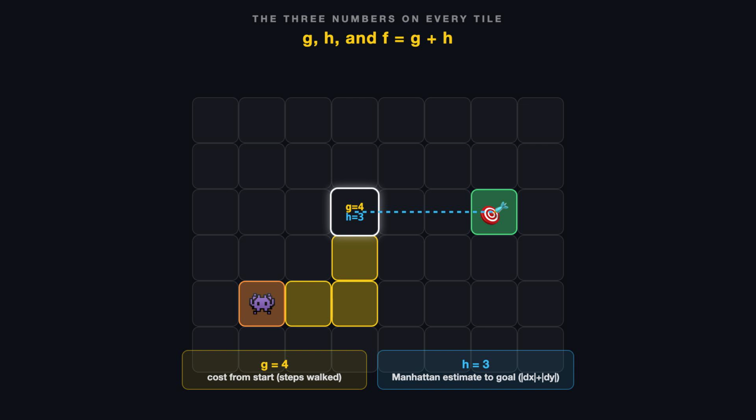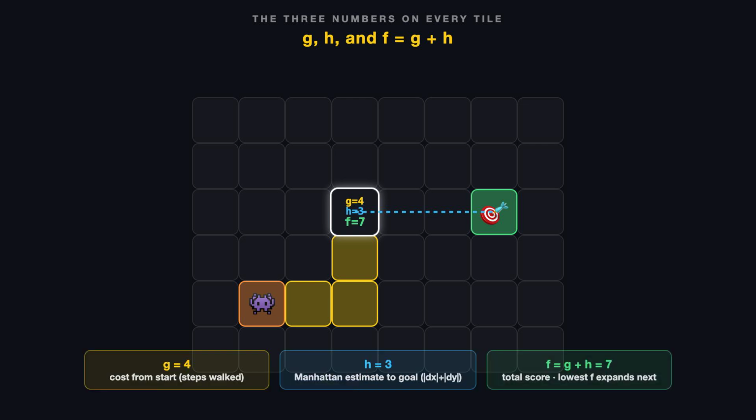There is one rule H must obey. It must never overestimate the real distance. As long as the guess stays optimistic, A* is guaranteed to find the true shortest path. Manhattan distance is safe, because a wall can only ever make the trip longer, never shorter. The third number is F, and it is simply G plus H. 4 plus 3 is 7. F is the tile's total estimated score, the cost so far, plus the guess of what is left.